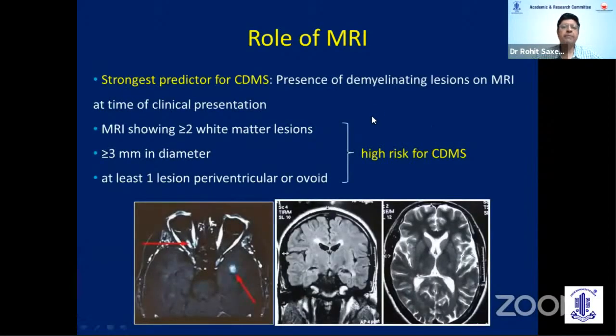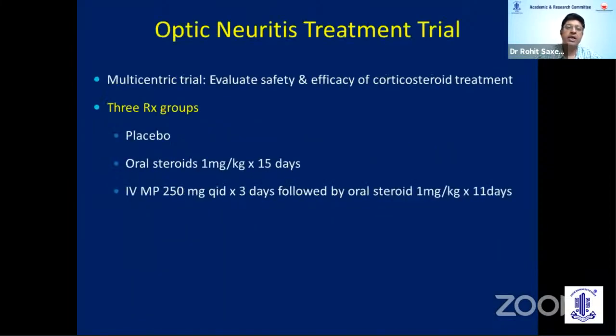So MRI has become the most important predictor for development of multiple sclerosis over the long term. White matter lesions that can be seen in the brain, which are specific for multiple sclerosis or suggestive of MS, become highly suggestive that this patient in the long run is going to go on to develop multiple sclerosis.